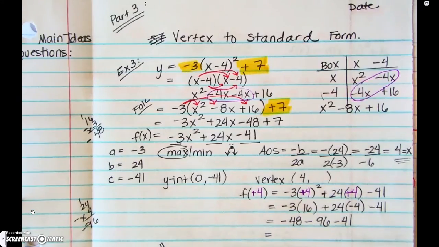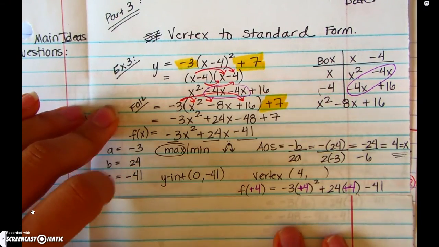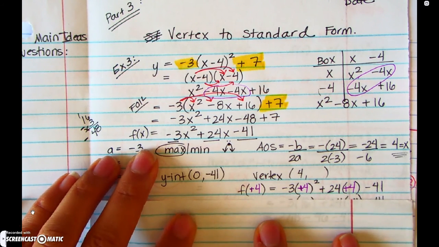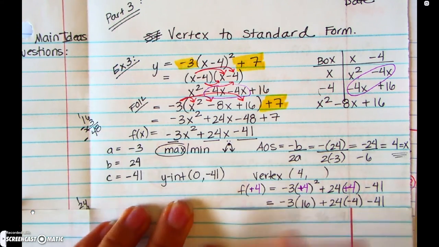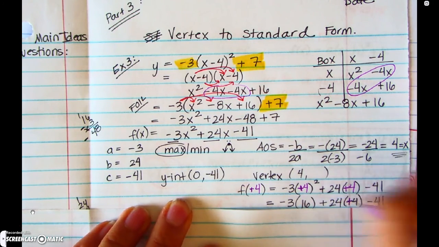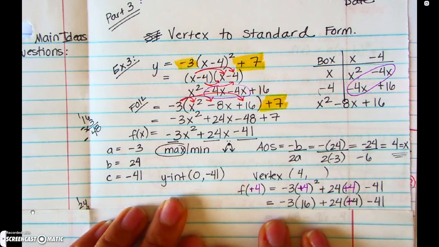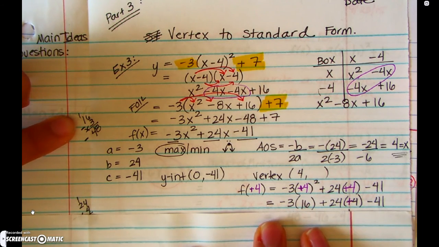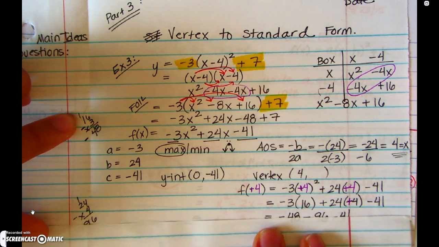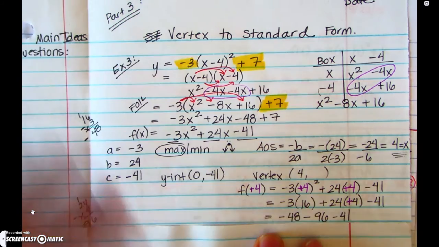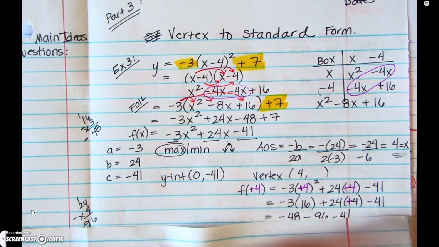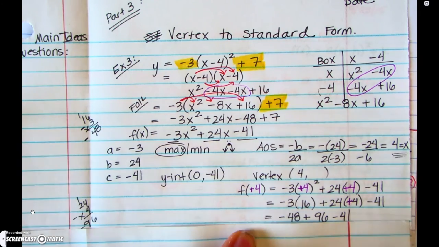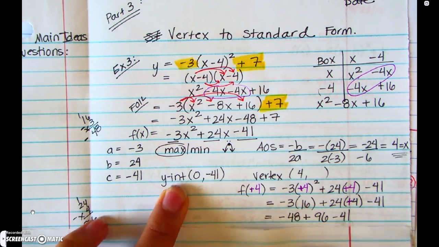When you multiply 4 squared, you know that +4 times +4 is 16. I'm going to bring down everything and change this negative to positive. -3 times 16, we know from before, is equal to -48. And then 24 times 4 is actually equal to 96. But not -96, it should be a +96, because +24 times 4 is +96 minus 41.